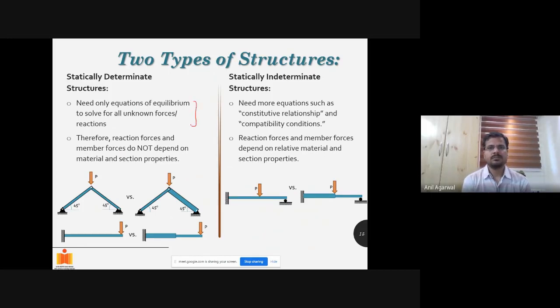This is the basic definition that you have been taught, so I'm not going to elaborate more.